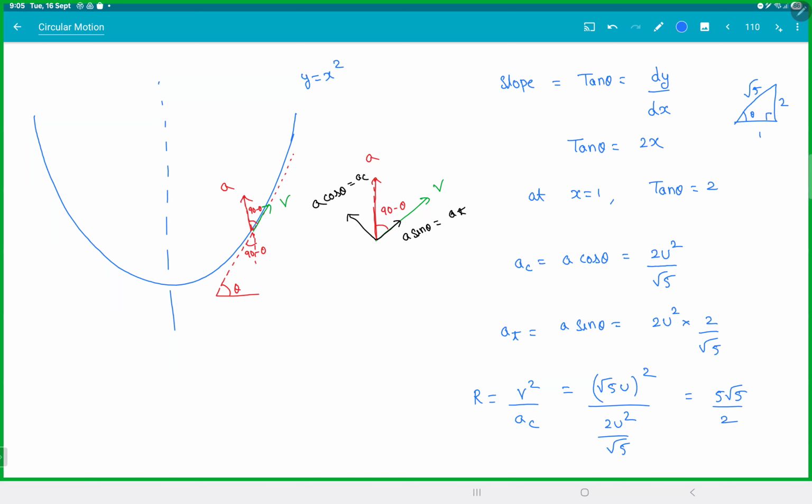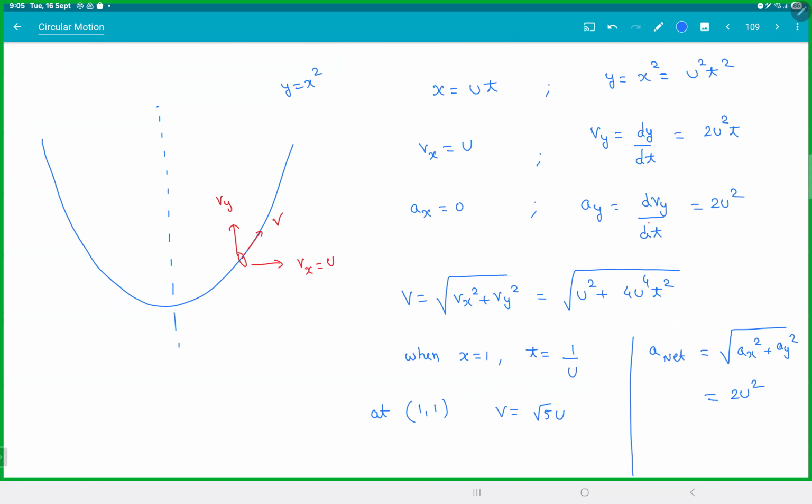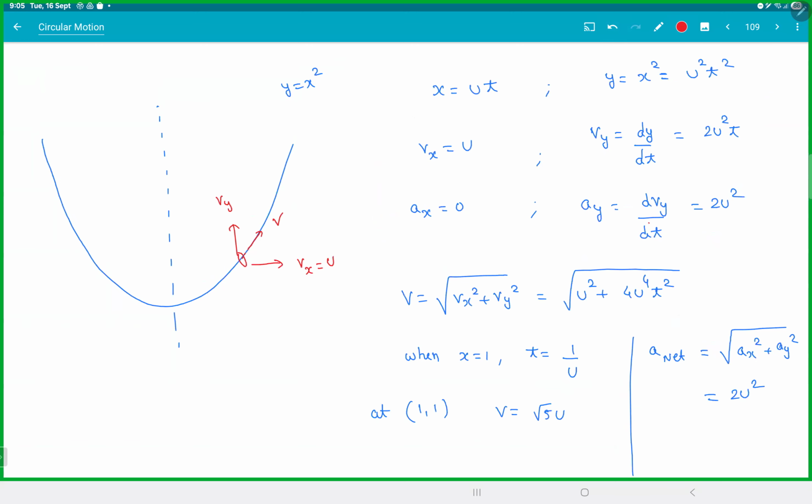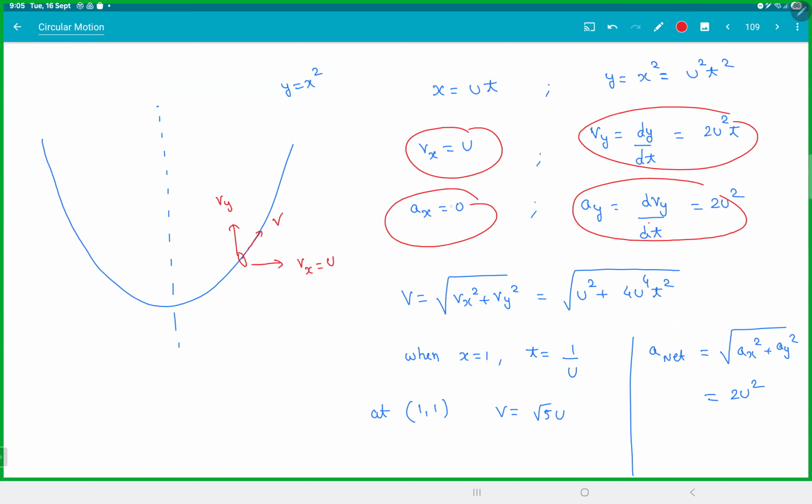Any doubts on this? Understood what we did, everyone? So the whole thing started with this part here. Constant horizontal velocity. If you don't use this, you can't do anything. Since the horizontal velocity is u, the x-coordinate will be ut. If I know the x-coordinate, I know the y-coordinate. If I differentiate the y-coordinate 2 times, I'll get acceleration in y. If I differentiate once, I'll get velocity in y. Vx I know, ax will be 0. So once I got this, I actually know everything about the particle.